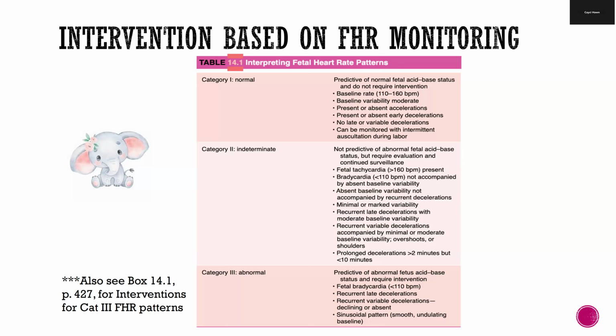We're going to call a provider and let them know what we see, what's going on, what we did. And we're going to be ready to expedite delivery, meaning we may need to get the operating room ready, and depending on what her dilation is, we may need to have a delivery table ready with potentially having forceps or a vacuum extractor ready in case it's needed.